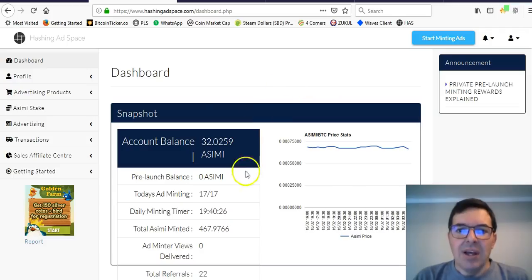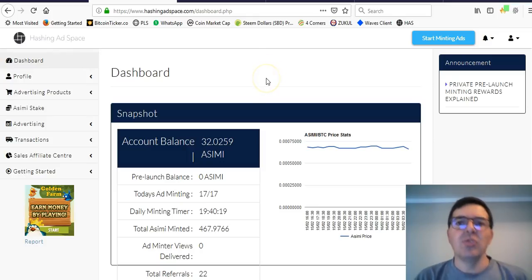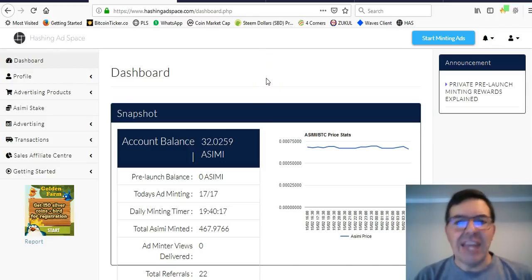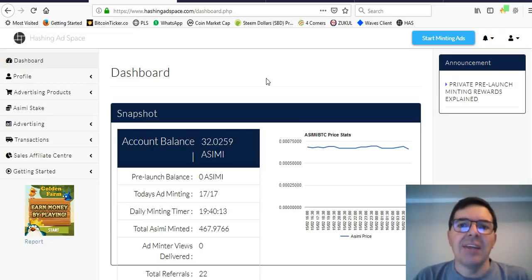But on this website where I'm now, Hashing Ad Space is the website's name, and how it works is you watch ads of advertising. It's an advertising platform. So advertisers come and they pay for advertising, and they pay for you to watch an ad for 7 seconds. And then all you need to do is to log into this account every day and then watch your ads.